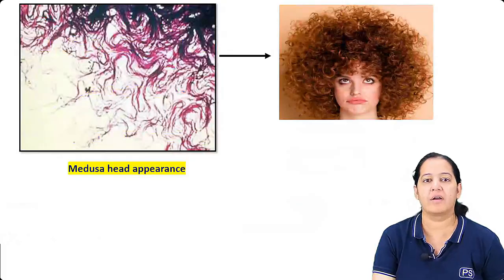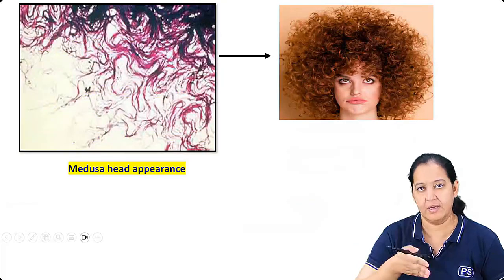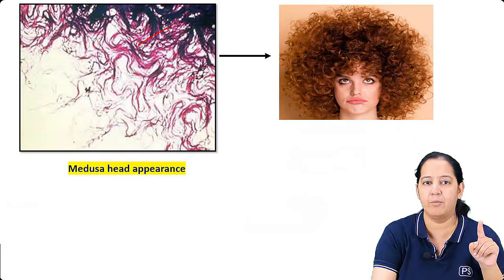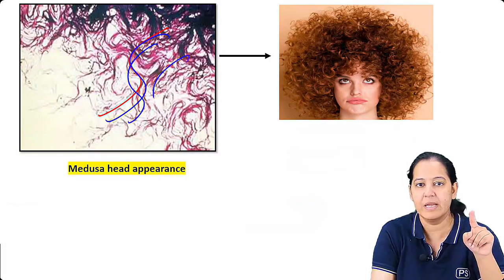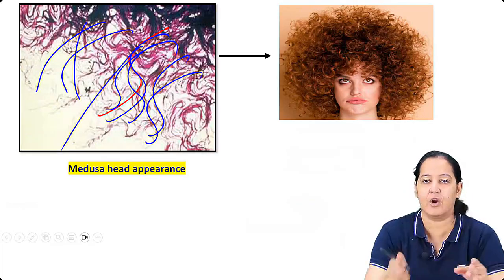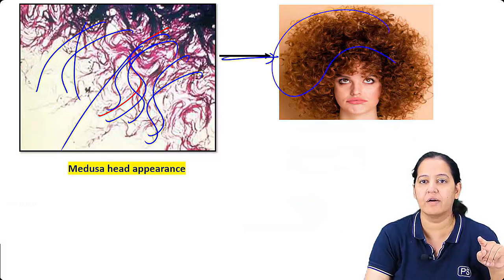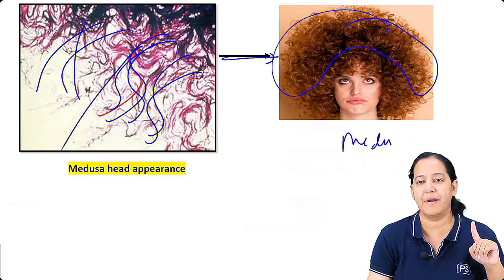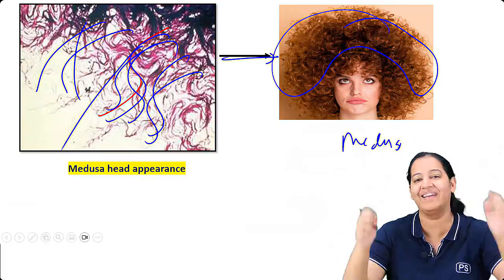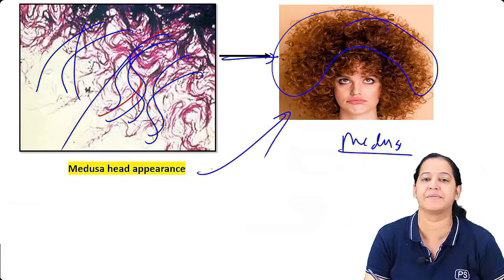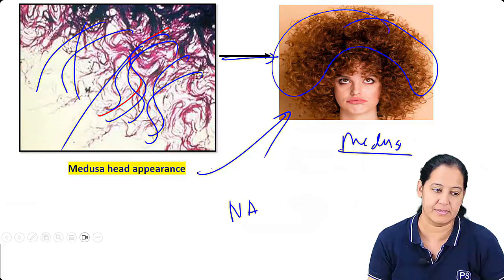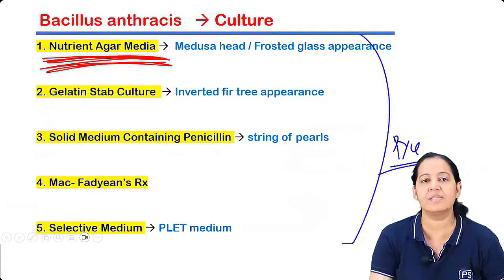On nutrient agar, I told you, it's bamboo stick. It's like bamboos, multiple bamboos interlocked with each other. Can you see? These all are multiple bamboos interlocking with each other. This is called interlocking. It looks like the curly hair of a girl. The name of this girl is Medusa. Medusa is a girl having curly hair. My hair is not curly. So it is known as Medusa head appearance. What is it known as? Medusa head. Learn that on nutrient agar, it's Medusa head appearance.